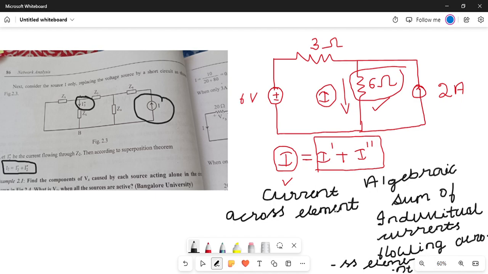Okay, this is what you're supposed to do, right? So now let me find out the size. So let me find out my I dash. So what is my I dash? So I can say I6 ohm. The I6 ohm is the current due to the 6 ohm, right?